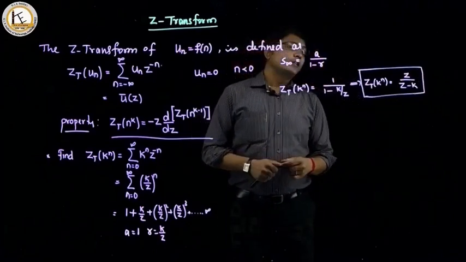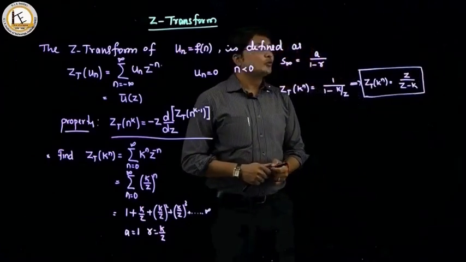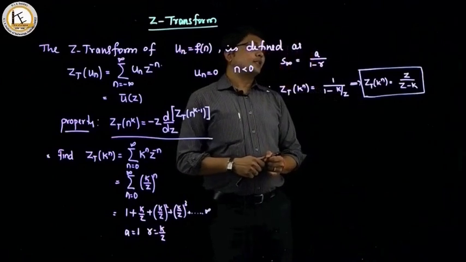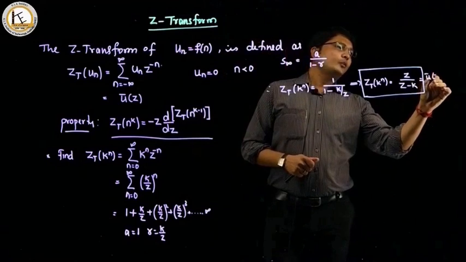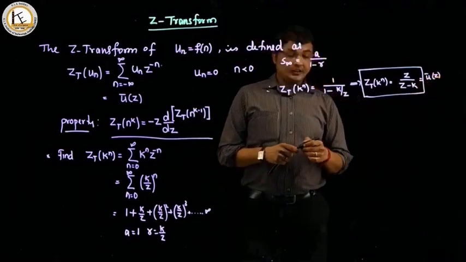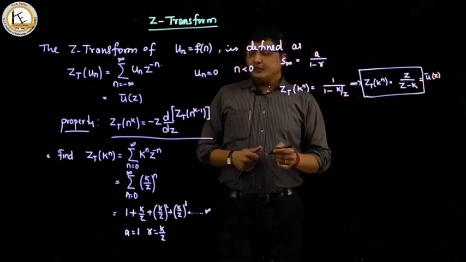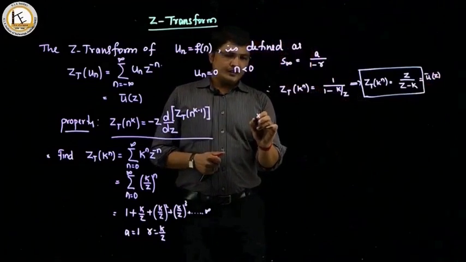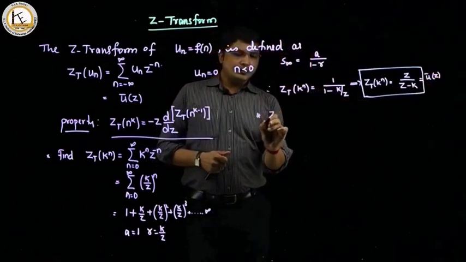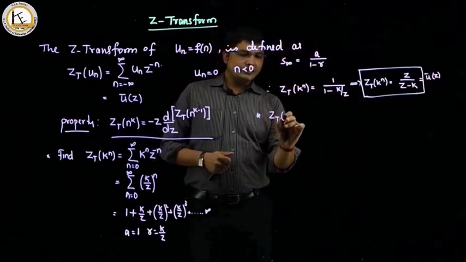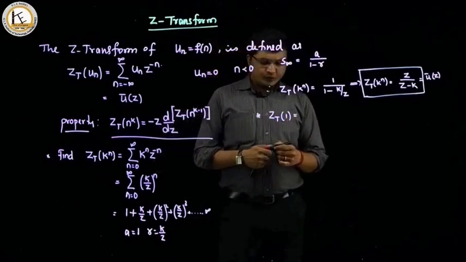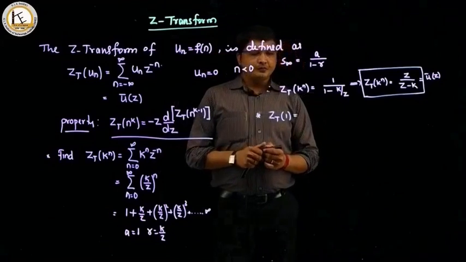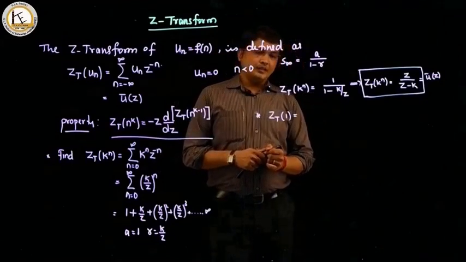So this is the first standard function, and the z transform of the function k raised to n is equal to z divided by z minus k, and obviously we can denote it as u bar of z also in general. So similarly we are going to find the z transform of the next function, that is 1.